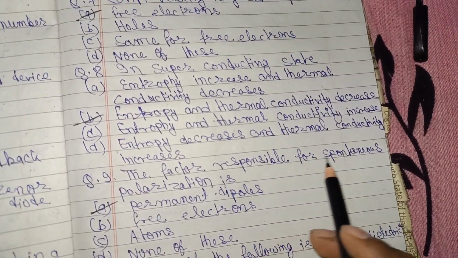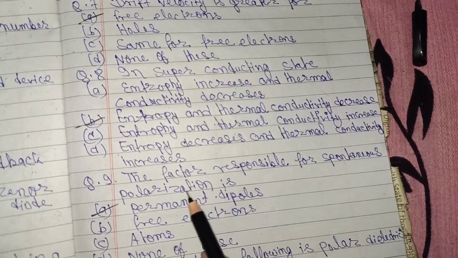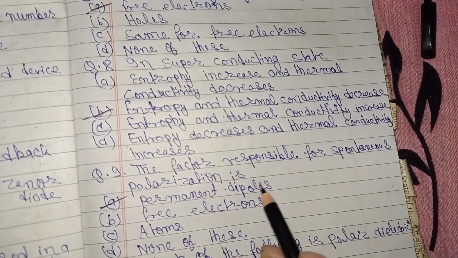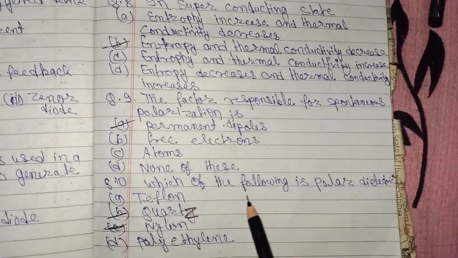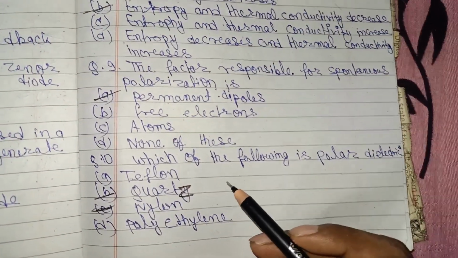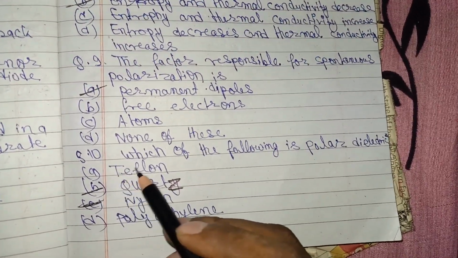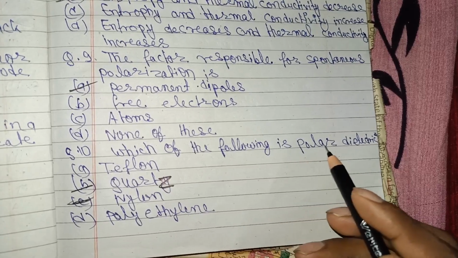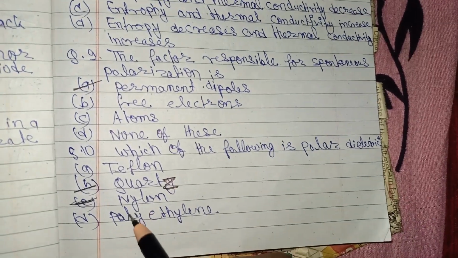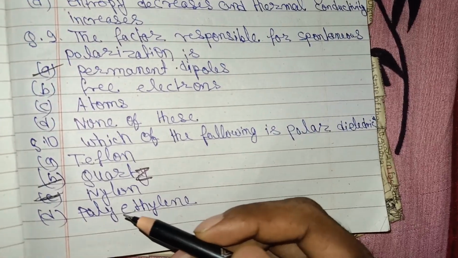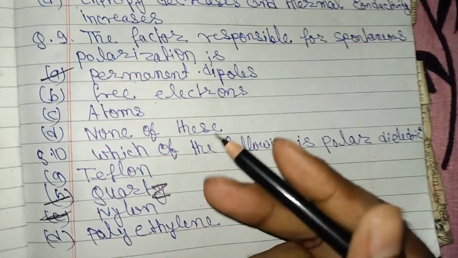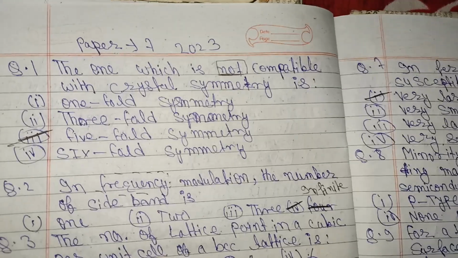Question number 9: the factor responsible for spontaneous polarization is permanent dipoles. Question number 10: which of the following is a polar dielectric? Quartz and nylon. There are two options correct.